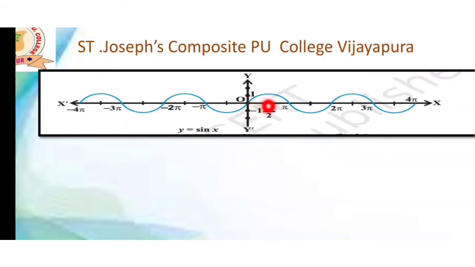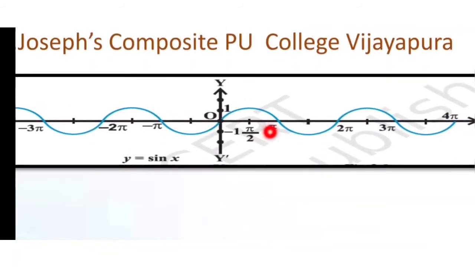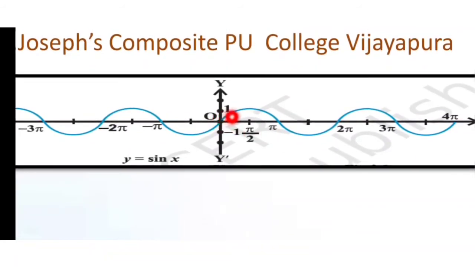And at 90 degrees, that is pi by 2 radians, sine 90 or sine pi by 2 is 1. So it will come here. And we know sine 30 is 1 by 2, it comes here, half. And sine 60 will be root 3 by 2, it comes here somewhere. And sine 45 is 1 by root 2, which comes below the 60 degree point. So when we join these points, we get this type of graph.